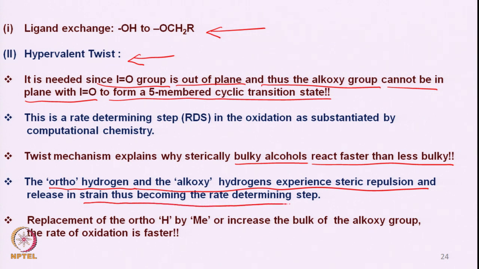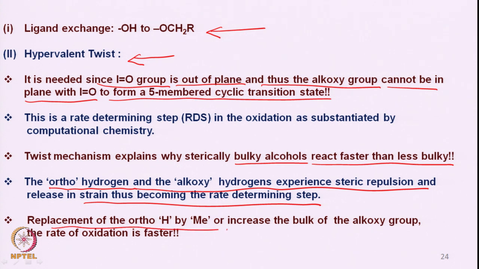the rate determining step. So once the ligand exchange takes place, you immediately allow steric hindrance between the ortho hydrogen or the ortho substituent and the substituents on the alcoholic part of it, and the twist mechanism requires the IO bond to be twisted, which is then required for the oxidation to take place. But since the substrate is at a higher energy level, very little energy is given, and then the oxidation occurs to release an enormous amount of energy, and therefore the reaction occurs fast. Replacement of the ortho hydrogen by methyl or increasing the bulk of the alkoxy group increases the rate of the oxidation.